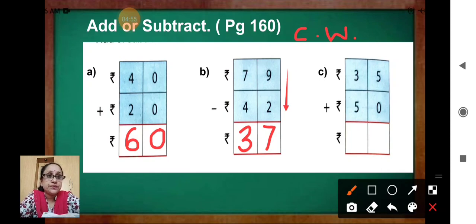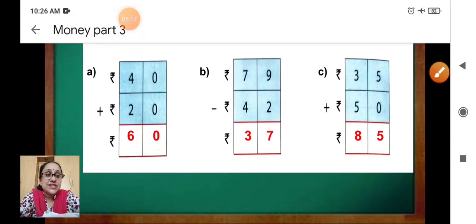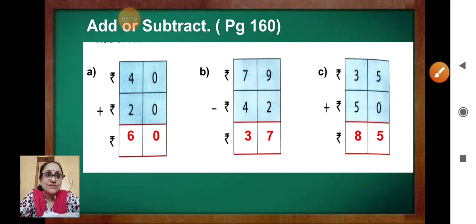Now question C. Try to do it yourself. Rupees 35 plus rupees 50. 5 plus 0 is 5 and 3 plus 5, 8. Rupees 85. All are finished. Now you can check your answer. Correct? All have done? Very good.